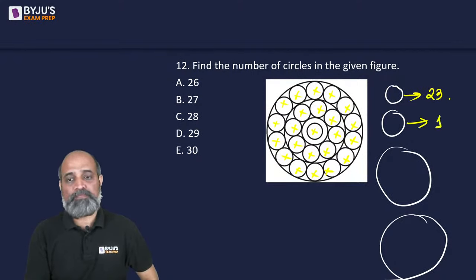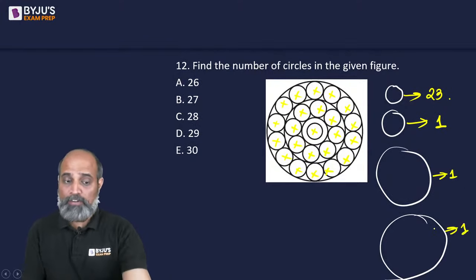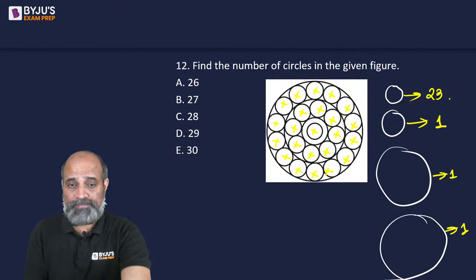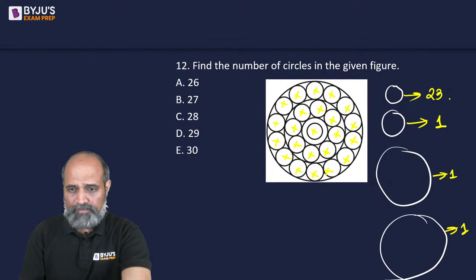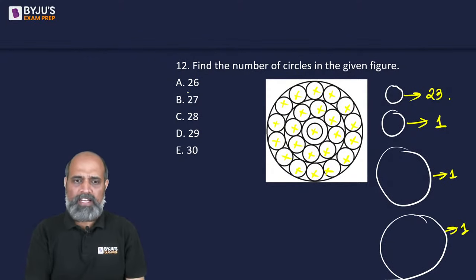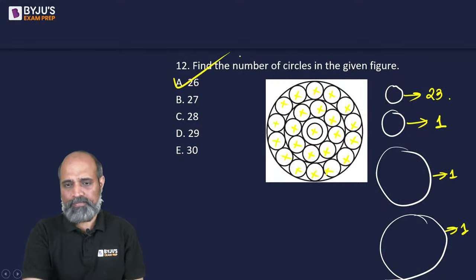How many of this shape? 1. Shape as in size. इसका वाला कितना है? 1. Did we miss out on any more circle? कुछ और बचा है? नहीं. Good. Pretty easy, right? 26.